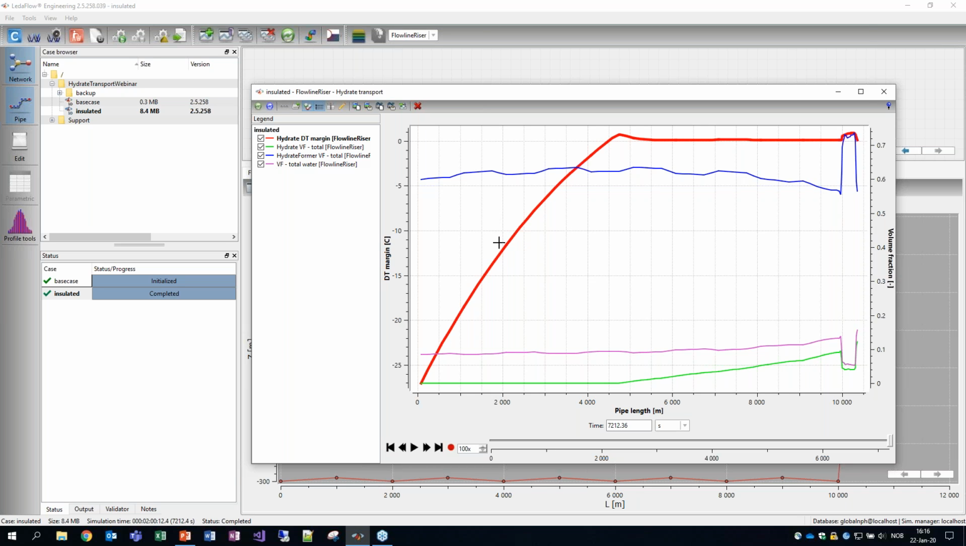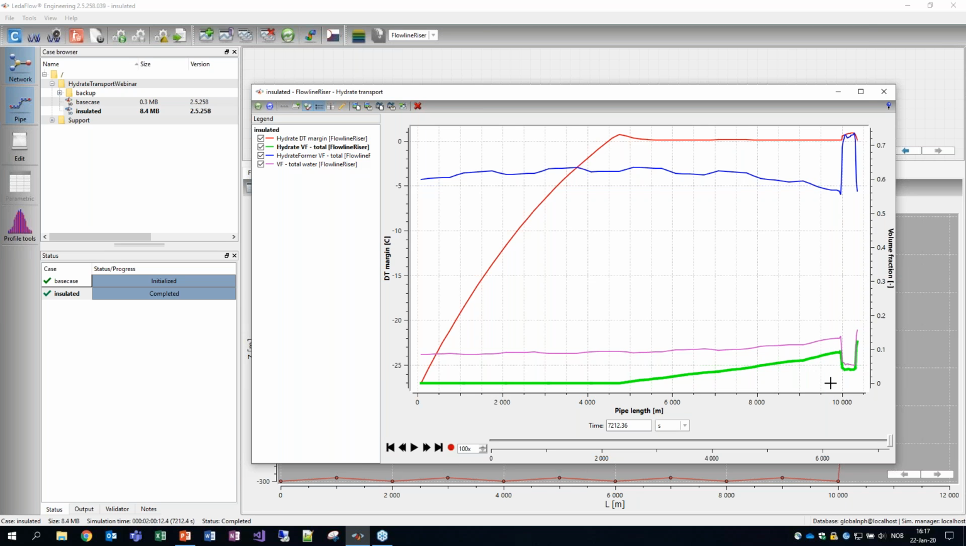We can see that the hydrate temperature margin goes from a negative number, which means that we're above the hydrate formation point. It's going to 0, which is where the hydrate reaction will occur. And then after that, it's hovering close to 0, which means that the hydrate formation is occurring here. We can also see that by plotting the volume fraction of the hydrate particles. We can see that after this point in the pipeline, we're slowly forming more and more hydrates along the pipe.